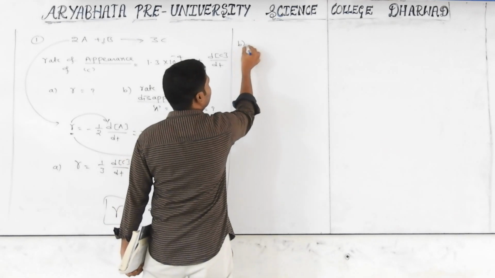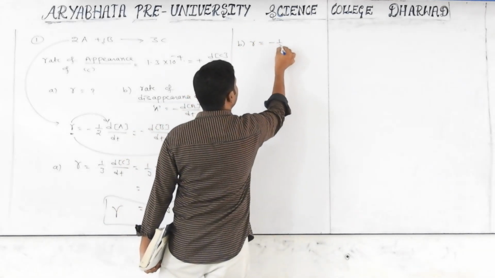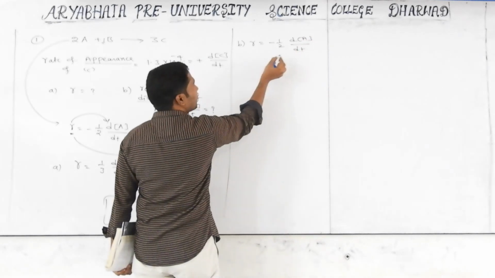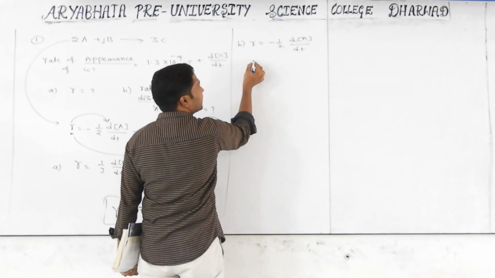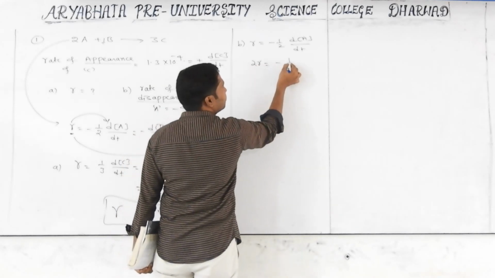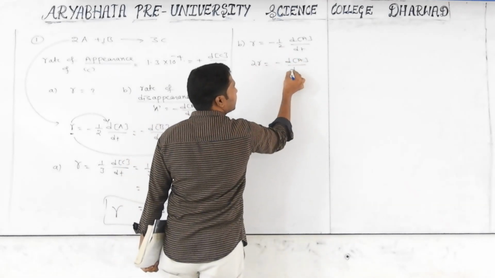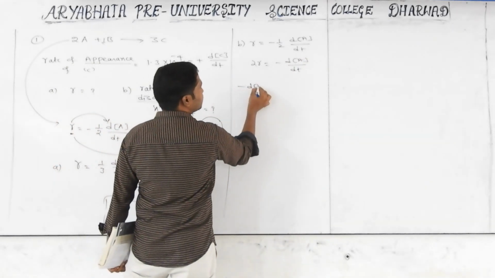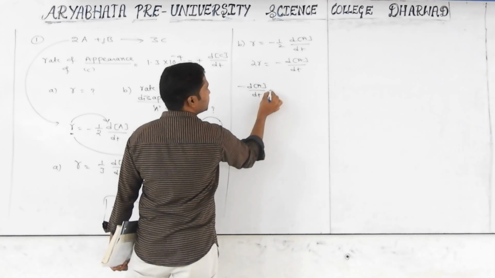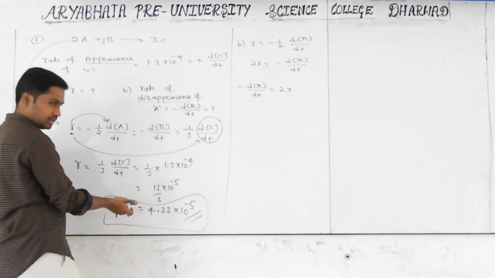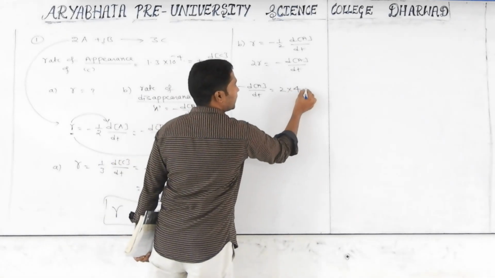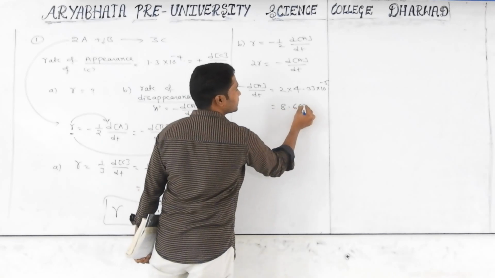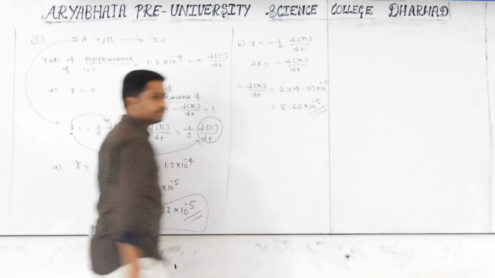The relation is R is equals to minus 1 by 2 into change in concentration of A by time change. The rate we already know, so we can take 2R is equals to minus change in concentration of A by time change. Then minus change in concentration of A by time change is equals to 2 into R, which is 2 into 4.33 into 10 to the power of minus 5, nothing but 8.66 into 10 to the power of minus 5.